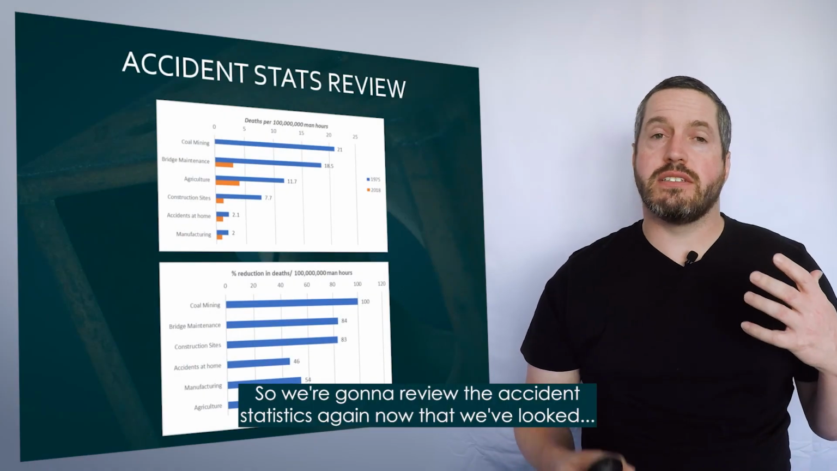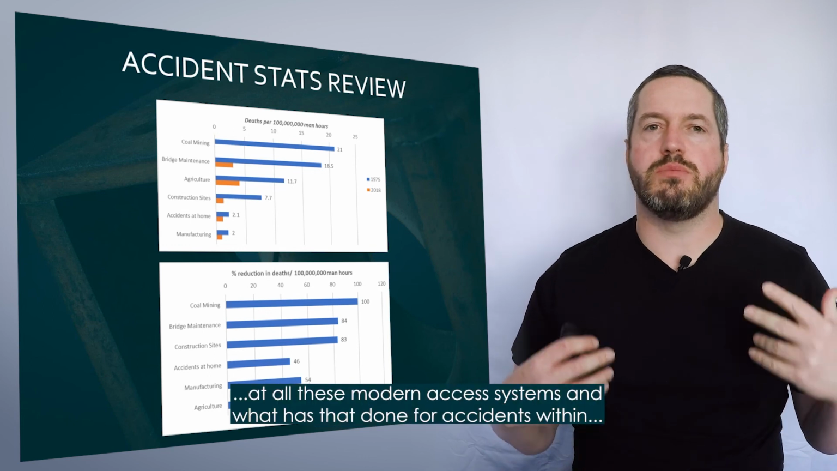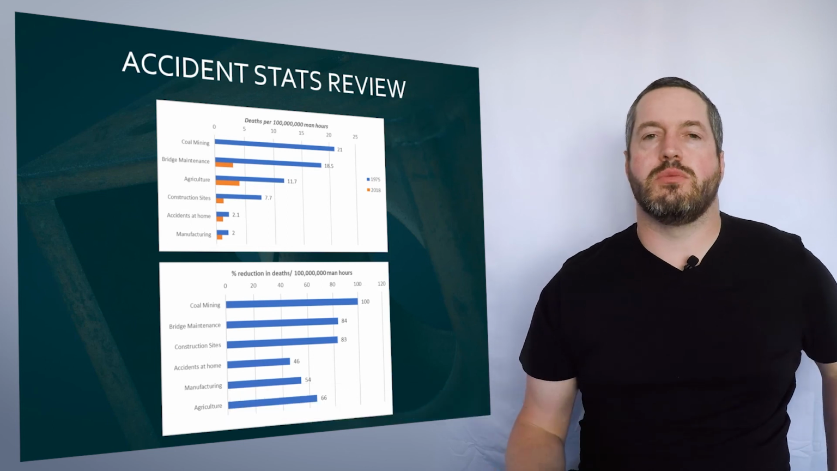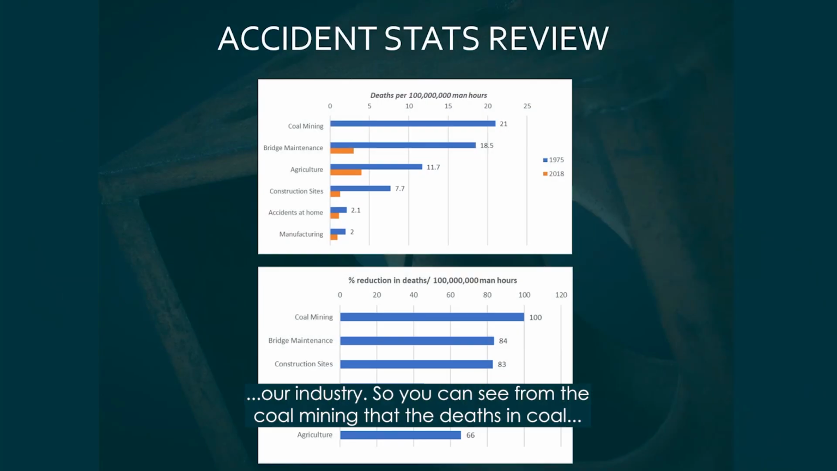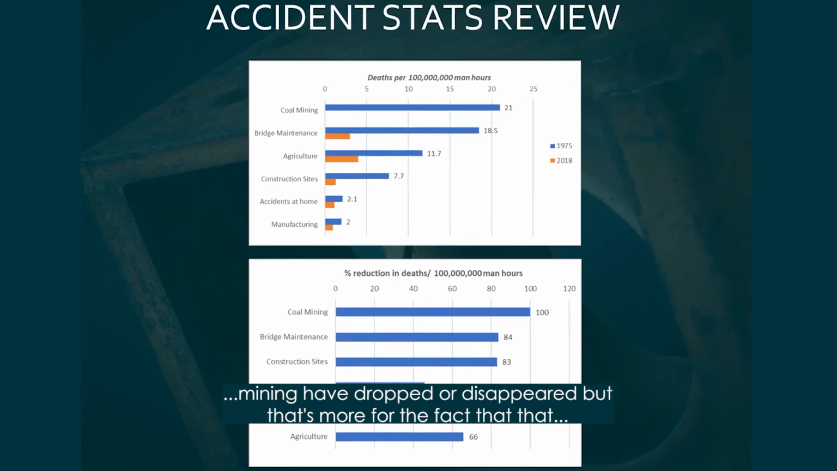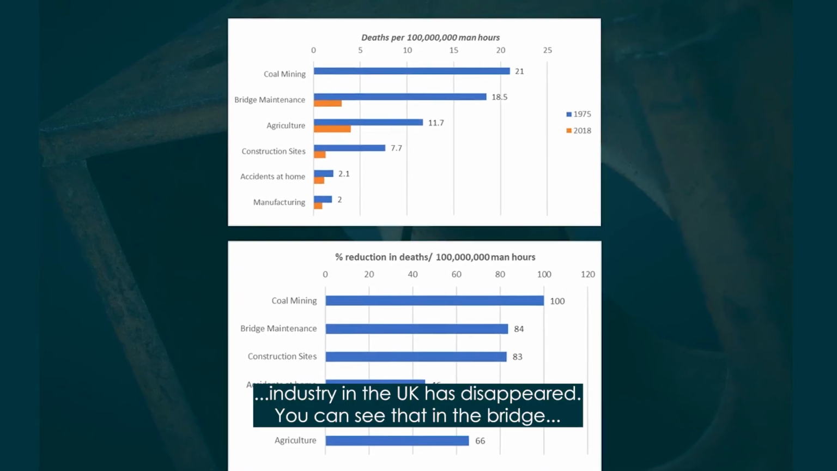So we're going to review the accident statistics again now that we've looked at all these modern access systems and what that has done for accidents within our industry. So you can see from the coal mining that the deaths in coal mining have dropped or disappeared, but that's more for the fact that that industry in the UK has disappeared.